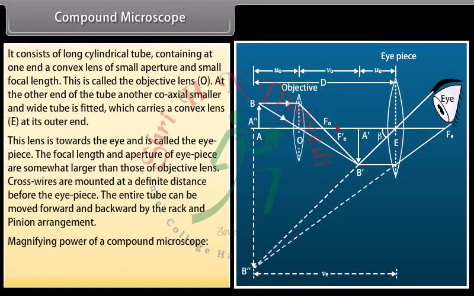Magnifying power of a compound microscope. M is equal to minus V0 upon U0 into (D upon Fe plus D upon Ve). Signs here already have been put.